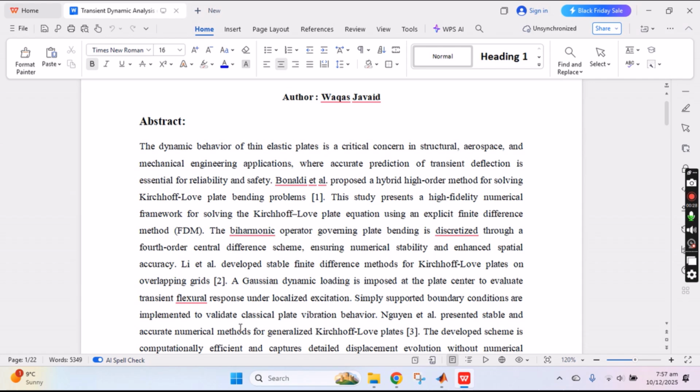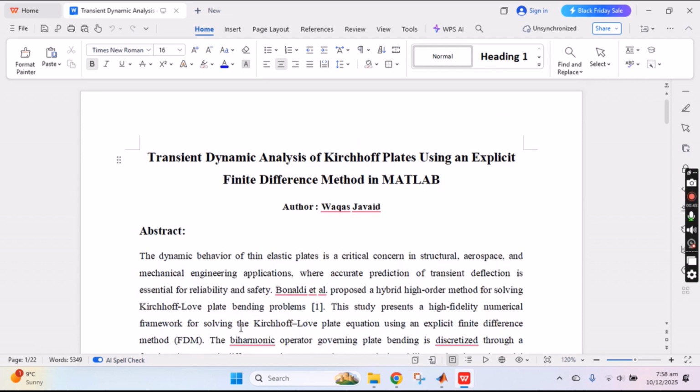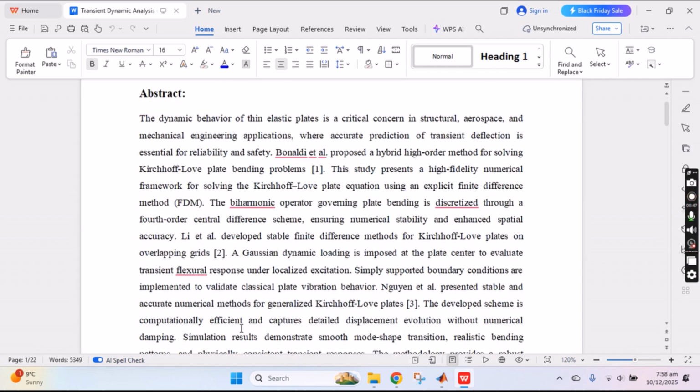And basically, this method is proposed by Bonaldi et al. He was a scientist who solved the Kirchhoff's-Love plate bending problems. So that's why he generated how the biharmonic operator governing plate bending is discretized through a fourth order center difference scheme.